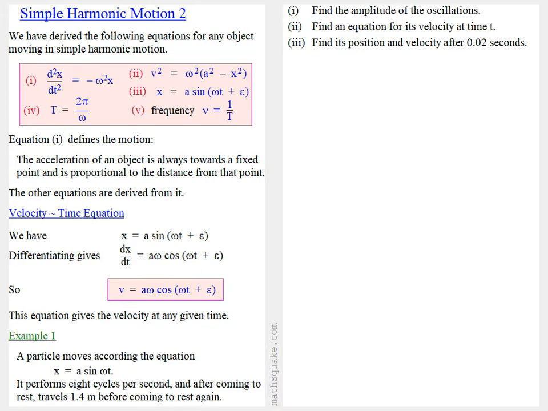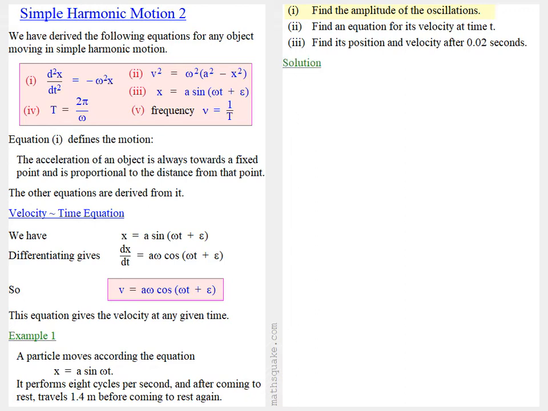Let's look at an example. A particle moves according to the equation x equals a sine omega t. It performs 8 cycles per second and after coming to rest travels 1.4 meters before coming to rest again. In part 1 we're asked to find the amplitude of the oscillations.